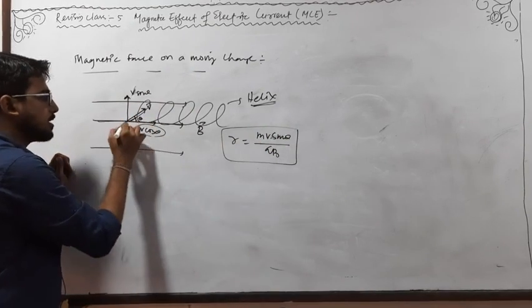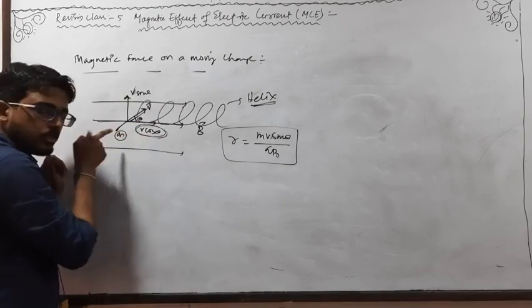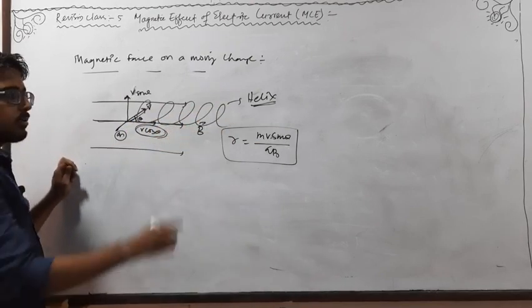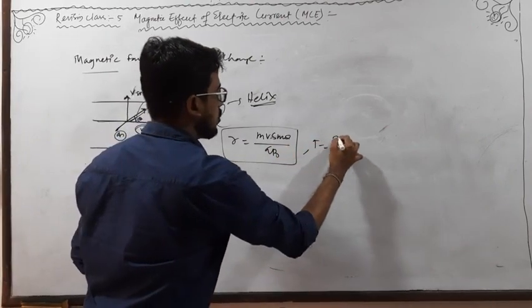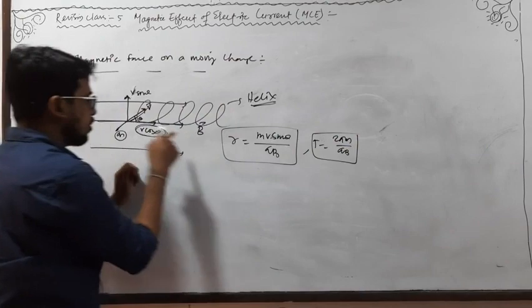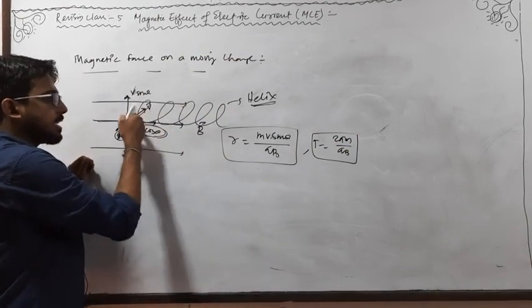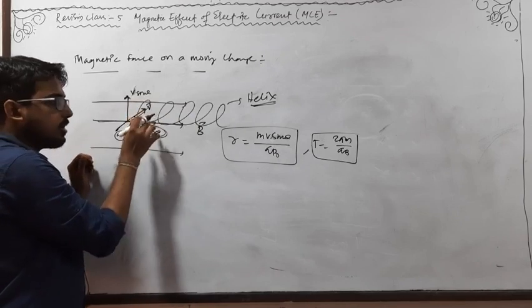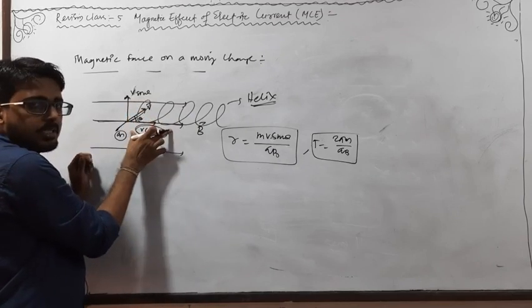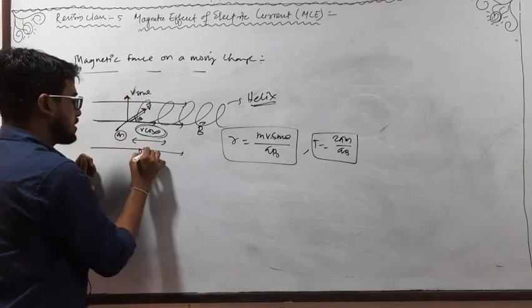And what is m? m is the mass of this charged particle. Clear? And due to the v cos theta, the charge moves in a straight line. What is the time period for this? T equals 2 pi m by qB, which is independent of velocity. So in one time period, or in one cycle of the charged particle, the linear distance covered by the charged particle will be known as the pitch of the helix.